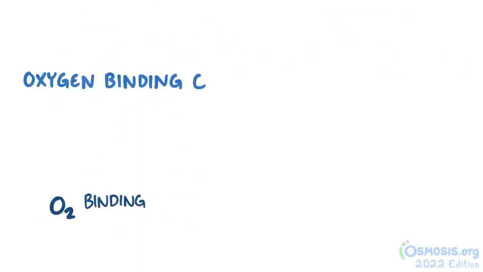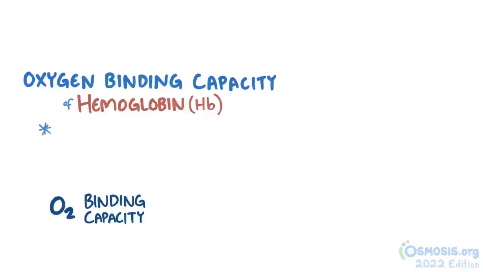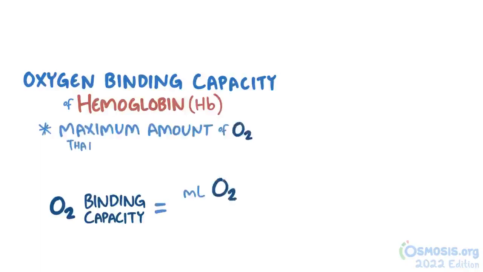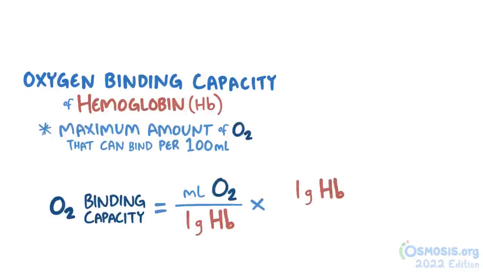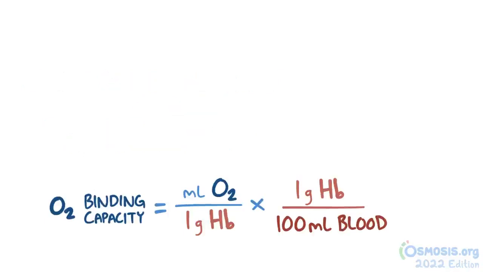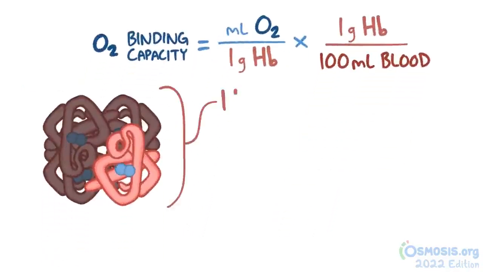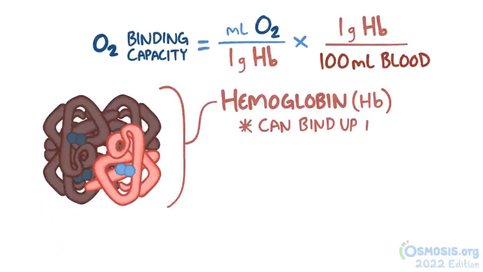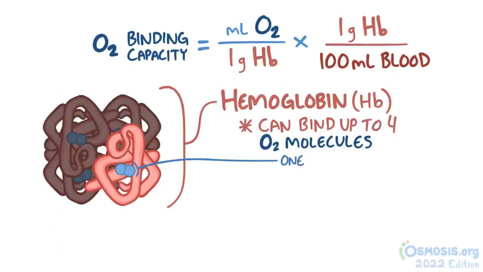The oxygen binding capacity of hemoglobin is the maximum amount of oxygen in milliliters that 1 gram of hemoglobin can bind, multiplied by the number of grams of hemoglobin in 100 milliliters of blood. Each hemoglobin molecule can carry up to 4 molecules of oxygen. That's 1 oxygen molecule for each of the 4 hemoglobin subunits.